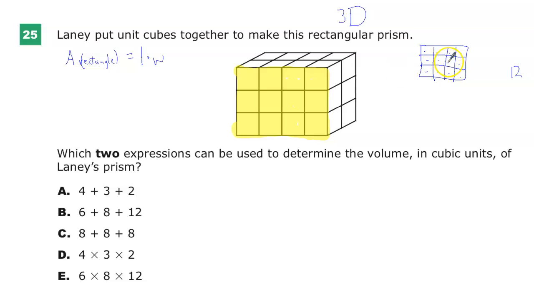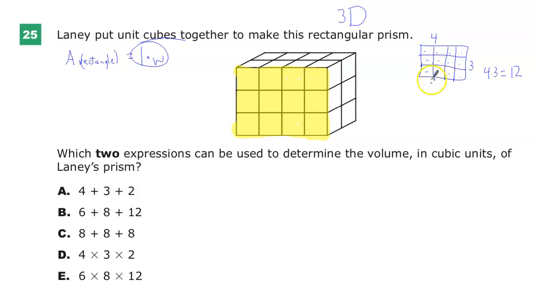It's not a big deal when it's this small, but when it gets big, you don't want to count them all. So I'd say, okay, well, the length is 4, and the width, which is this distance, is 3. So length times width, 4 times 3 equals 12. That's where that comes from. That is one part of the volume formula.